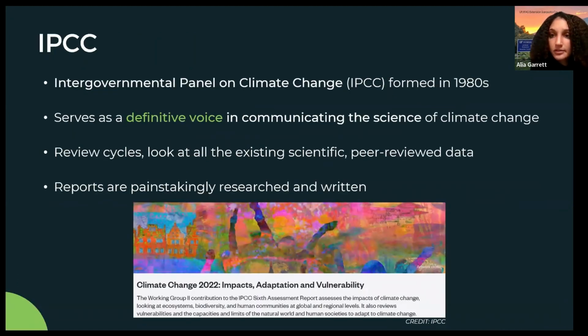So the IPCC, it's the Intergovernmental Panel on Climate Change. It was formed in the 80s, and it serves as the definitive voice in communicating the science of climate change. So they review cycles, they look at existing scientific peer-reviewed data, and they write reports. They're painstakingly researched and written, and this is the most credible guide for climate change internationally.